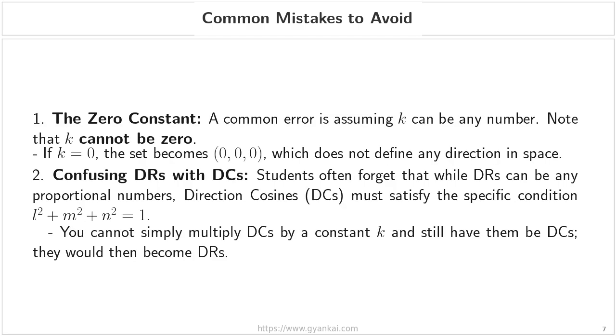Second, be careful not to confuse direction ratios with direction cosines. This is a very frequent mistake. As we established in our very first slide, direction cosines are unique and must satisfy a very specific rule: l squared plus m squared plus n squared must equal 1. While you can multiply direction ratios by any non-zero constant, k, and still have valid direction ratios, you cannot do that with direction cosines. If you multiply direction cosines by a constant, they lose that essential property of summing to 1, and they effectively transform into direction ratios.